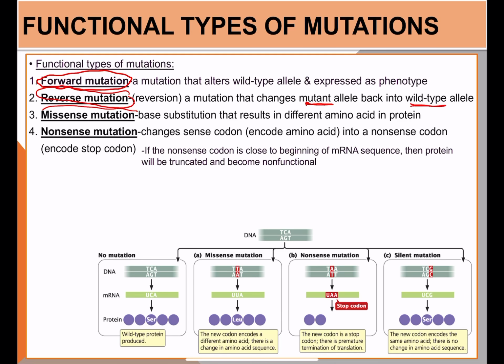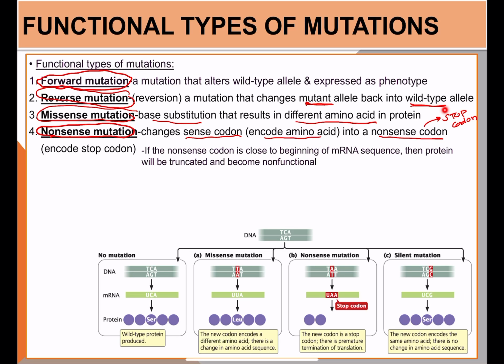A missense mutation is when you have a base substitution that results in a different amino acid in the protein, while a nonsense mutation is when you change a sense codon. Remember sense codon, what are those? Those are the codons that will actually encode your amino acid. Remember, you have 61 of those. 3 of the 64 codons are nonsense codons, which in a sense is your stop codon. So nonsense mutation is when you're changing any of the 61 codons that encode for an amino acid and change it to a stop codon.